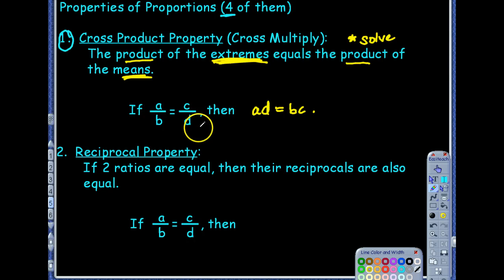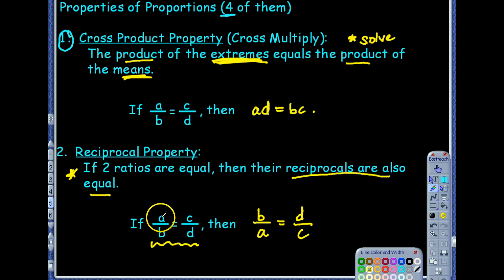Now, the second property, I want you to take a look at the actual property, the if-then statement here. It says, if two ratios are equal, then their reciprocals are also equal. That's why it's called the reciprocal property. So basically, what am I going to have to give you to begin with? Well, I'm going to have to give you a proportion because these are two ratios that are equal. They say that the reciprocals are also going to be equal. So that's saying like B over A should also equal D over C. And basically, you're just doing the reciprocal of this.